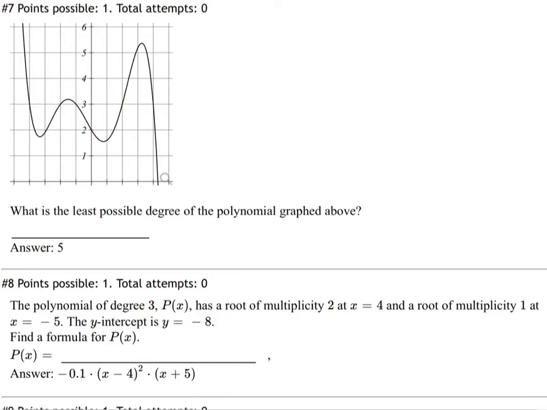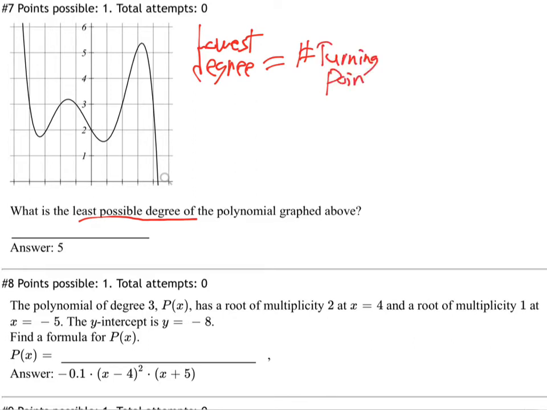Number 7's about a graph. We've got this polynomial graph. It's got a lot of shifts. Basically, when they talk about least possible degree, the lowest degree is the number of turning points plus 1.